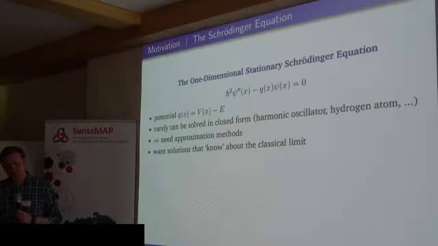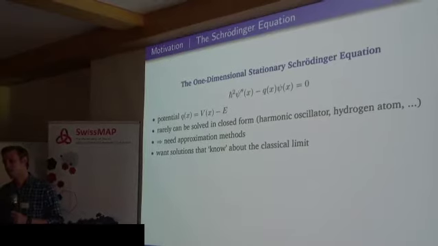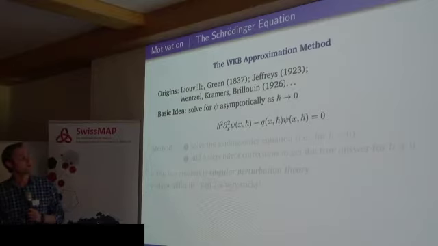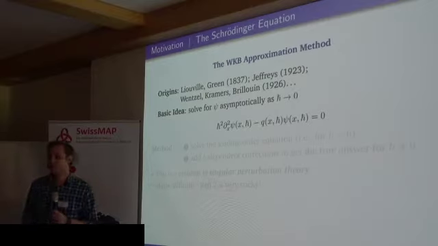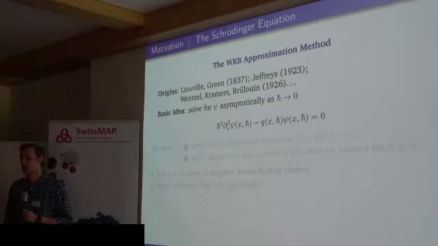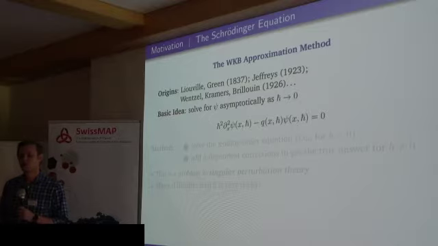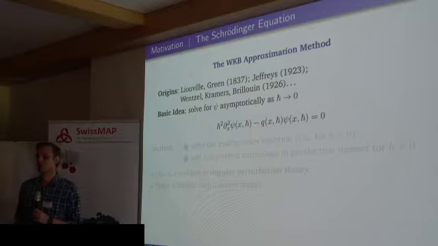So one of these approximation techniques is called the WKB approximation method. Although WKB stands for Wentzel, Kramers, Brillouin, three physicists who published this work in 1926, the method itself, in some form or another, actually goes way back to as early as Liouville and Green in the 19th century. In fact, some textbooks even refer to this method as the Liouville-Green approximation.